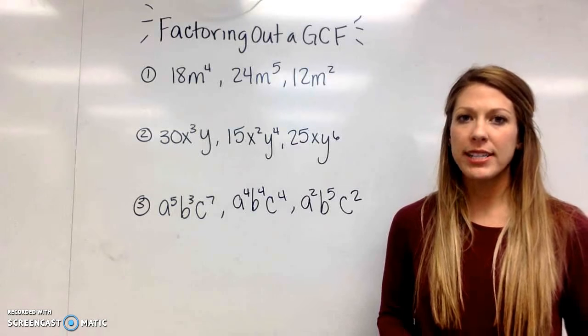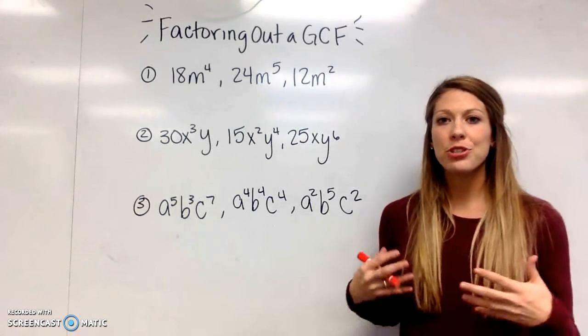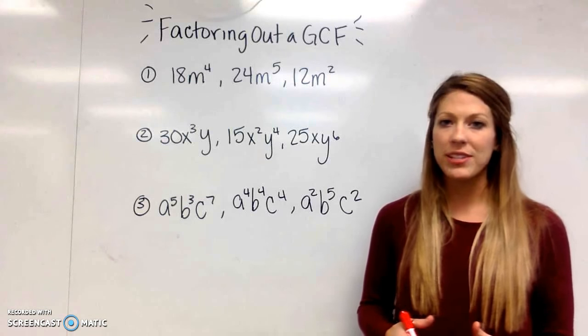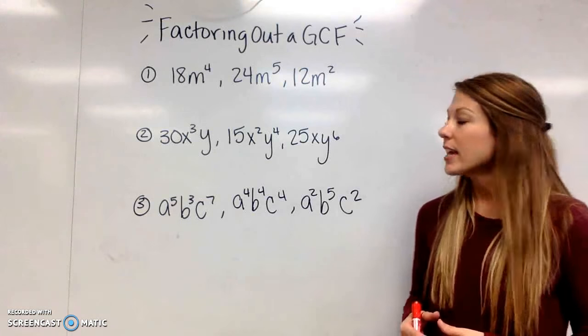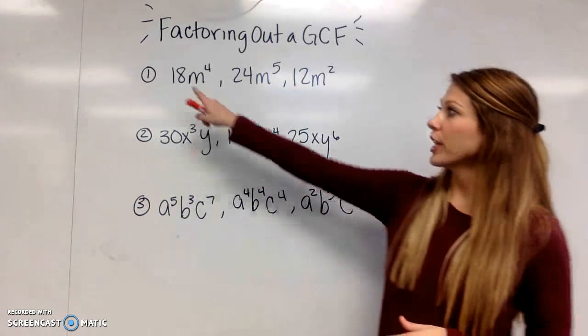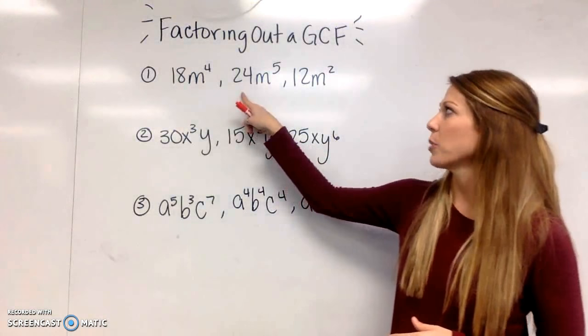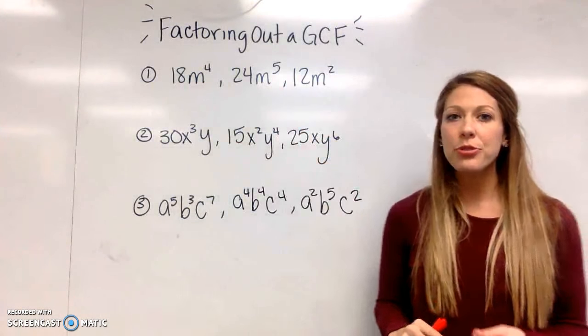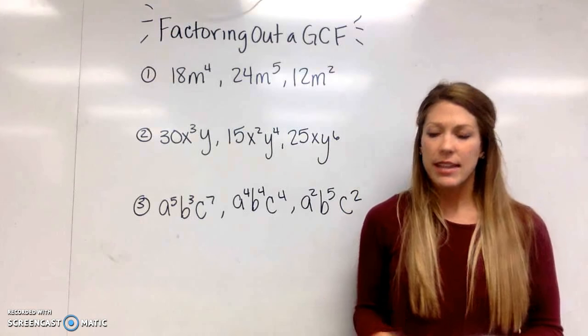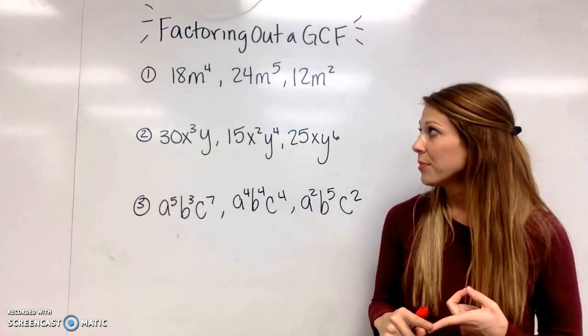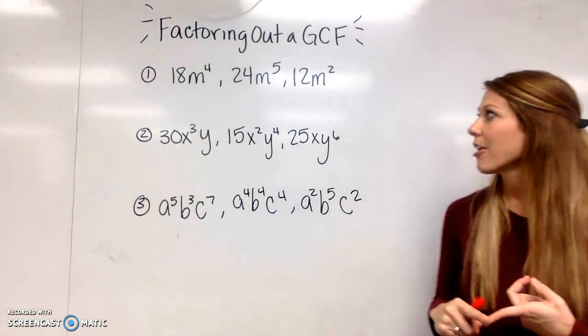Let's look at 3 more examples on how to first find a GCF before we start factoring out a GCF. In our first example, we're going to look at our coefficients first, 18, 24, and 12. So those 3 numbers have a few common factors. They are all divisible by 2. They are all divisible by 3. They are all divisible by 6.